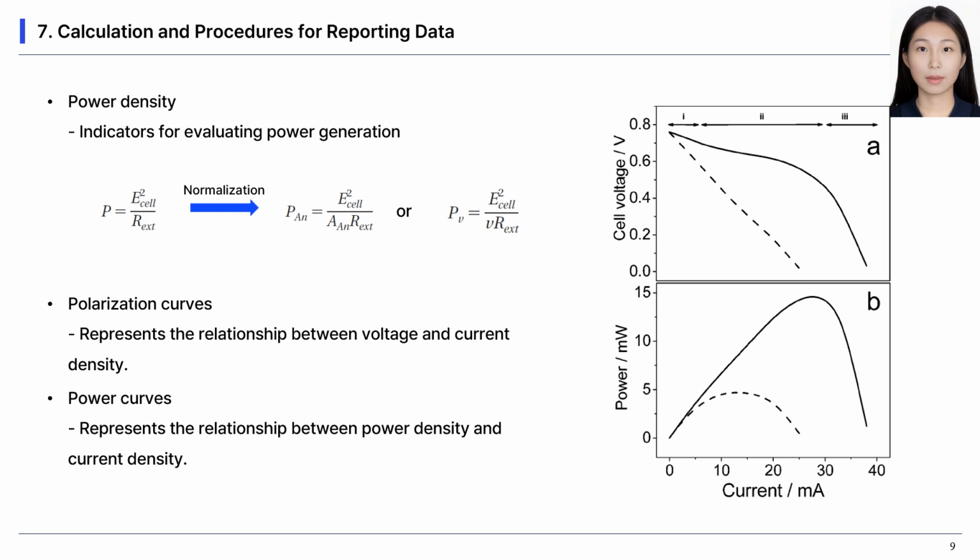The graph below is a power curve, which illustrates the relationship between power density and current density, peaking at the maximum power point. As the current increases, the power also rises until it reaches the maximum power point. Beyond this point, power begins to decrease due to increasing ohmic losses and electrode overpotentials.